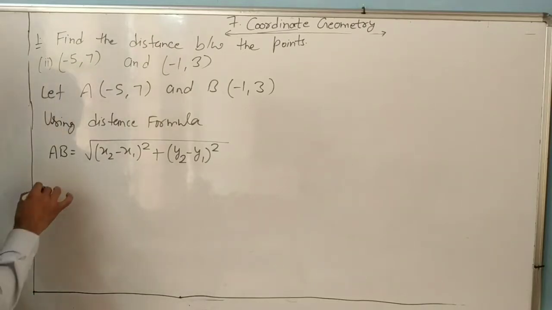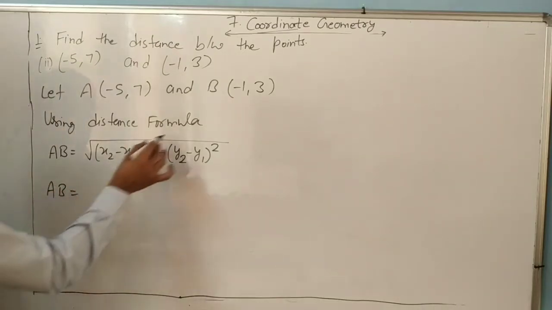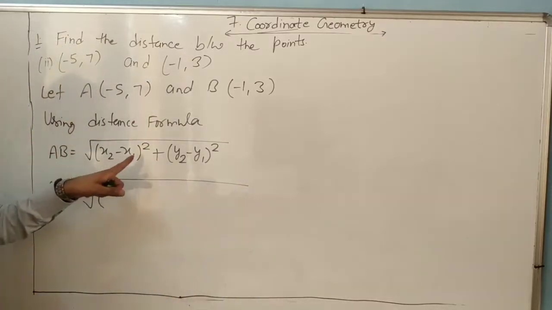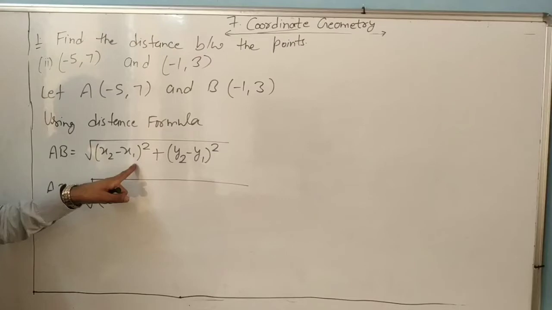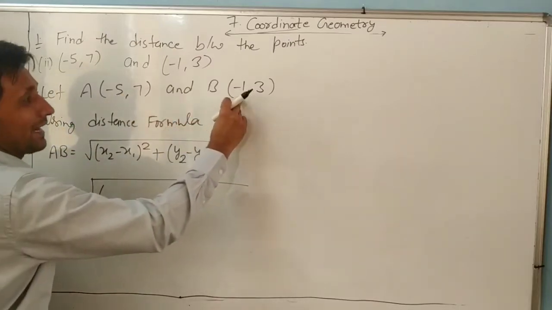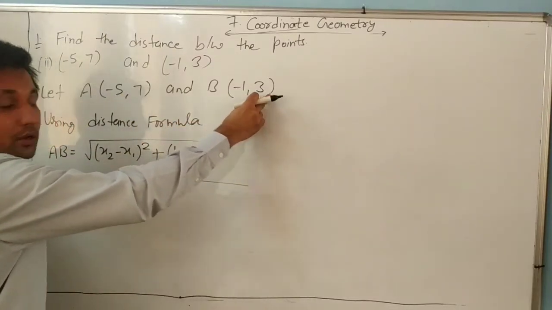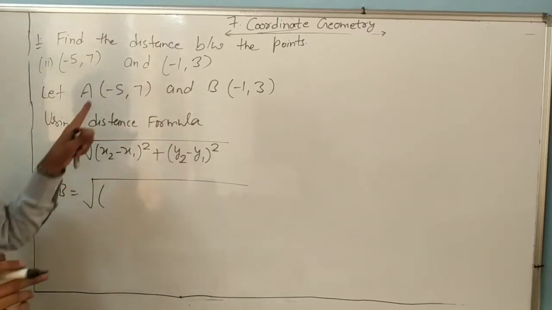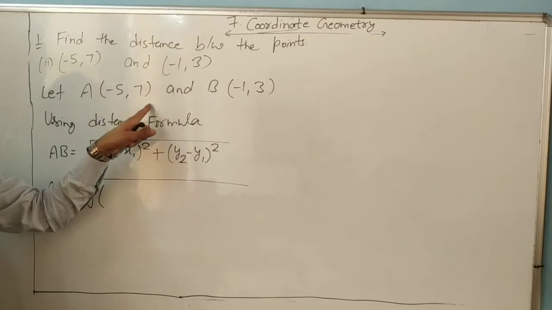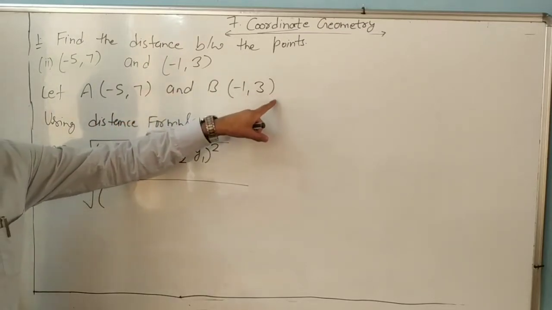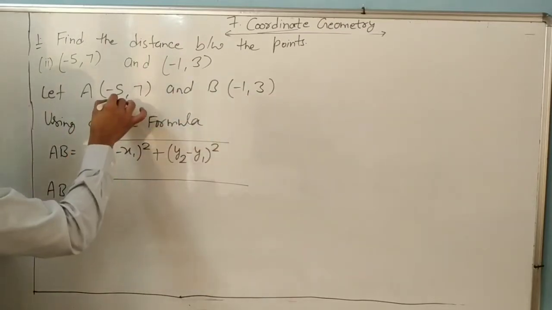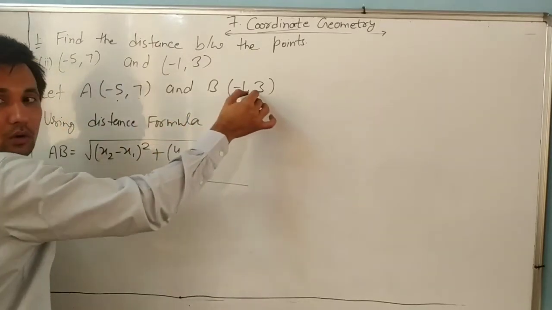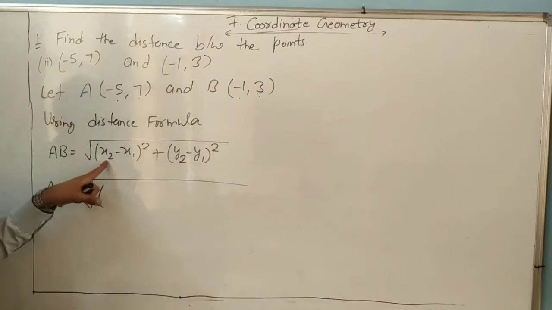Now look at AB. The first thing is the root. Next, x2 minus x1. Either you take x1, y1, x2, y2 in this order, or the other way around. Suppose we are taking x1, y1, x2, y2. So first, what is x2? How much is x2?